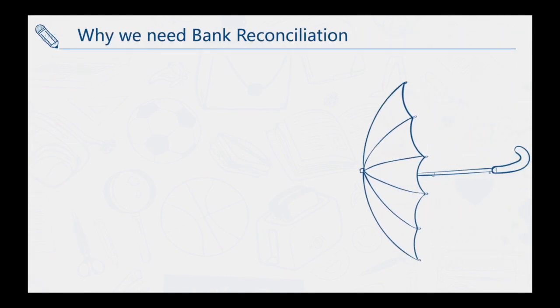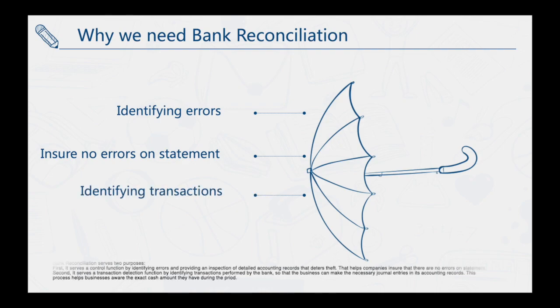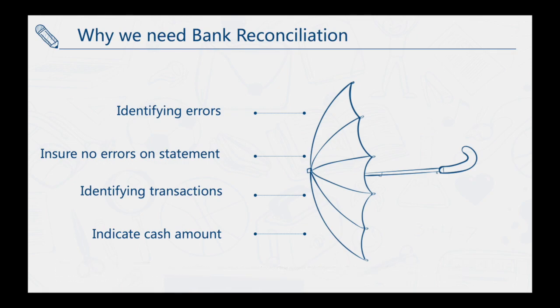Bank reconciliation serves two purposes. First, it serves a control function by identifying errors and providing an inspection of detailed accounting records that deters theft. That helps companies ensure that there are no errors on statements. Second, it serves a transaction detection function by identifying transactions performed by the bank, so that the business can make the necessary journal entries in the accounting records. This process helps businesses determine the exact cash amount they have during the period.